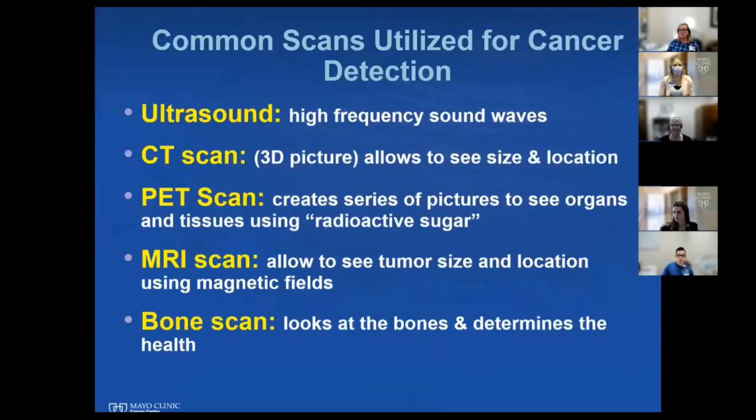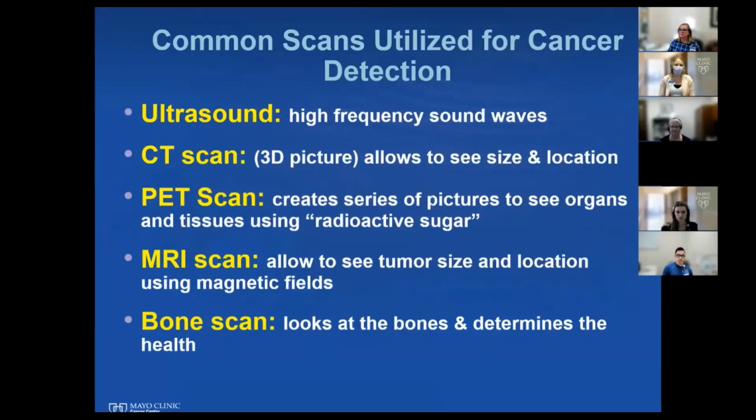All right, so the next part here is we're going to talk a little bit about the different types of scans that you'll see in cancer detection. An ultrasound is a type of scan that's done for cancer screening. This is when we're using non-ionizing radiation to detect cancer through high-frequency sound waves. An example of this is having a breast ultrasound.